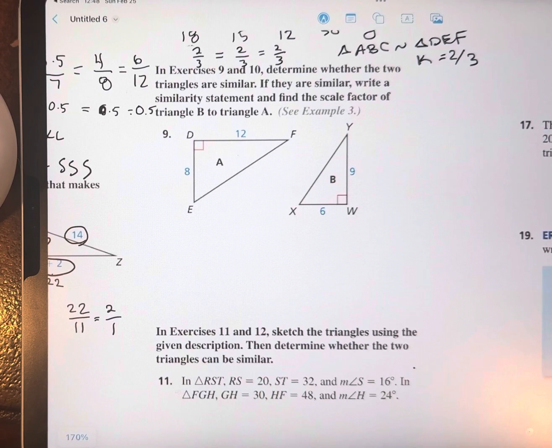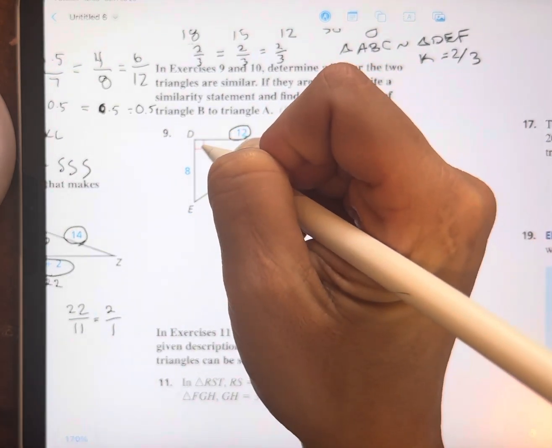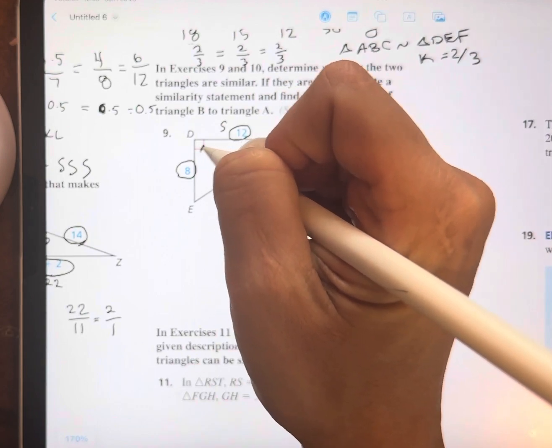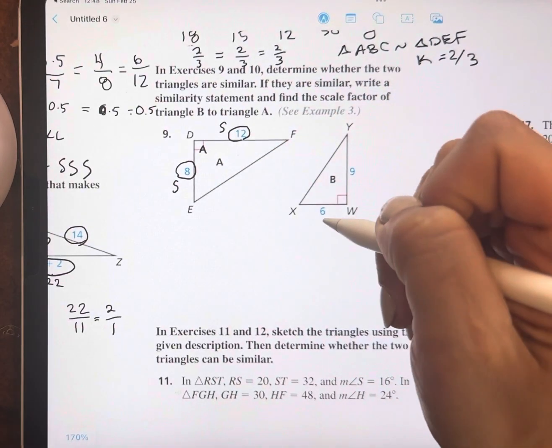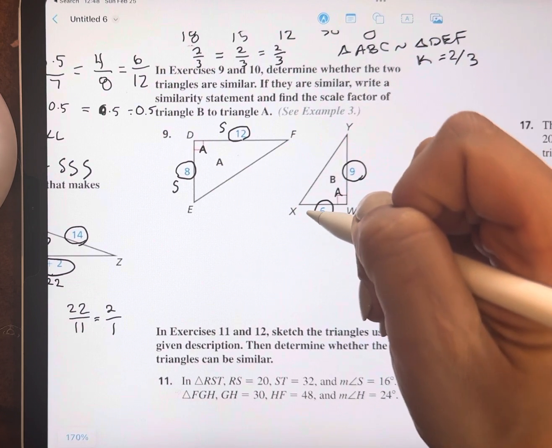Okay, in exercises 9 and 10, determine whether the two triangles are similar. If they're similar, write a similarity statement. Okay, so in these ones, I've got a side, an angle, and a side. Side, angle, side. And then over here, again, I have a side, an angle, and a side.